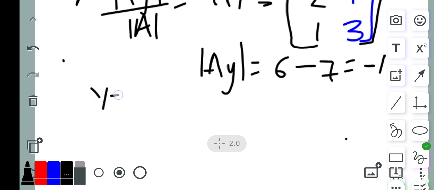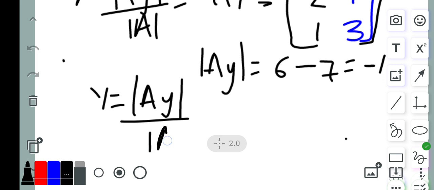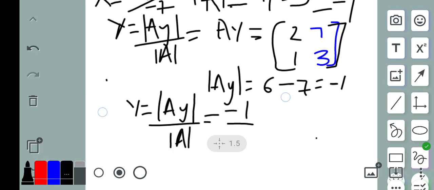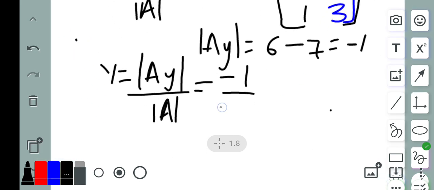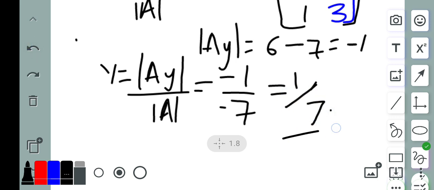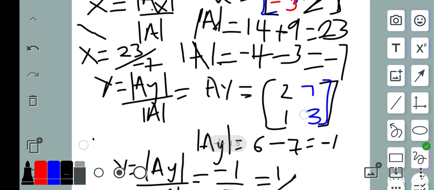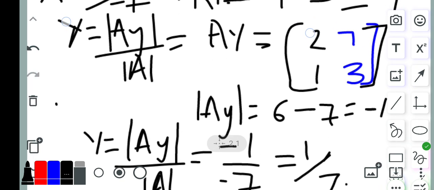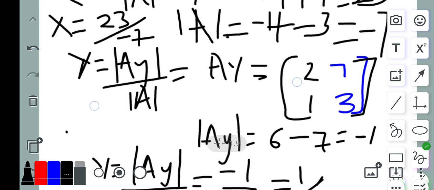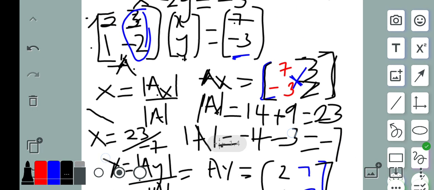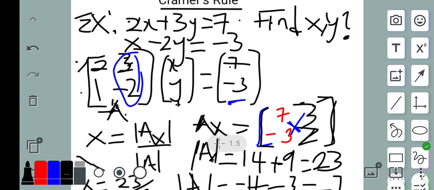My y is determinant of Ay over determinant of A. What is the determinant of A? That's 7, that would be minus 7 rather. So minus 1 over minus 7 gives me 1 over 7, which gives us the value of y. So in this equation, the value of my x is 23 over minus 7 and y is 1 over 7. This gives us the solution to this problem.